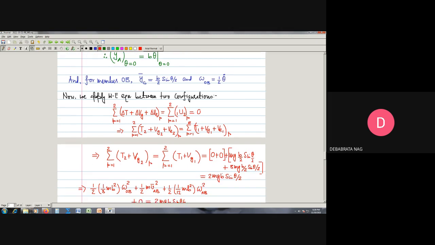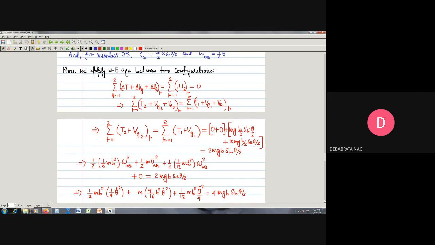Therefore, you see this is going to be 2 mg b sin theta by 2 on simplification, which is the total initial gravitational potential energy. And at position 2, when everything comes flat, the gravitational potential energy will be 0. So this will be 0 plus 0. In fact, this will be the gravitational potential energy for the two particles, and this will be the total kinetic energy for the two particles.